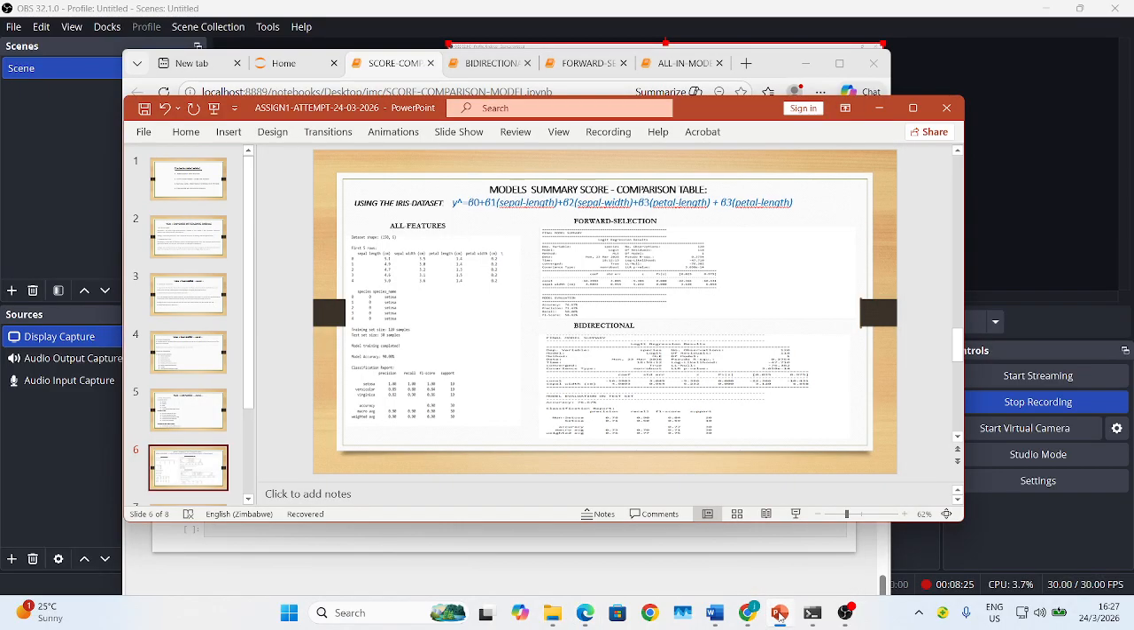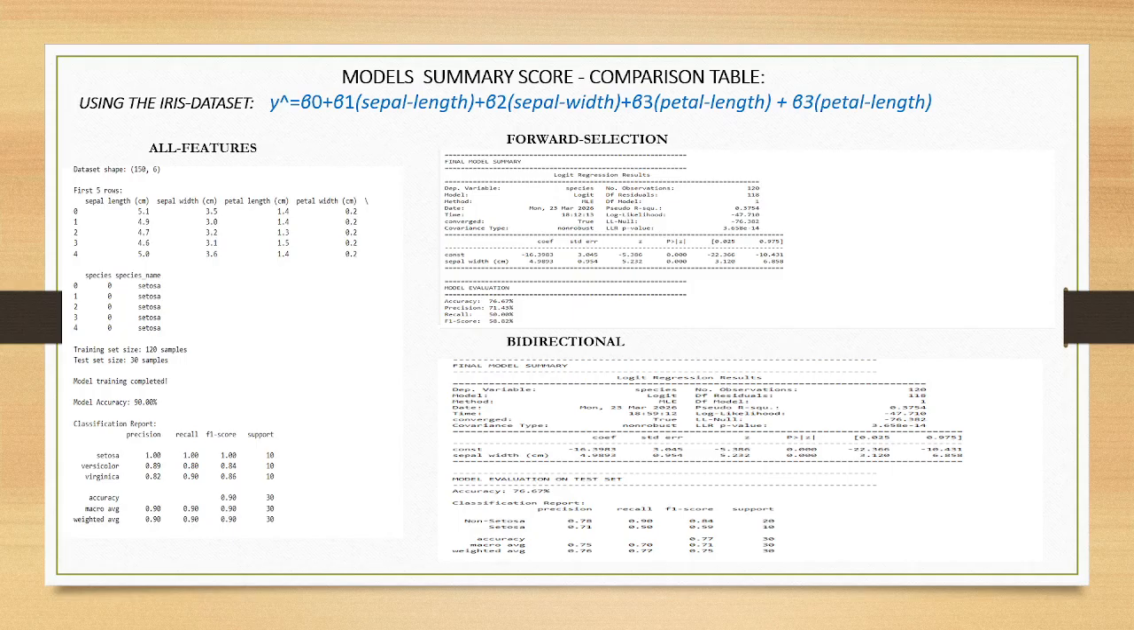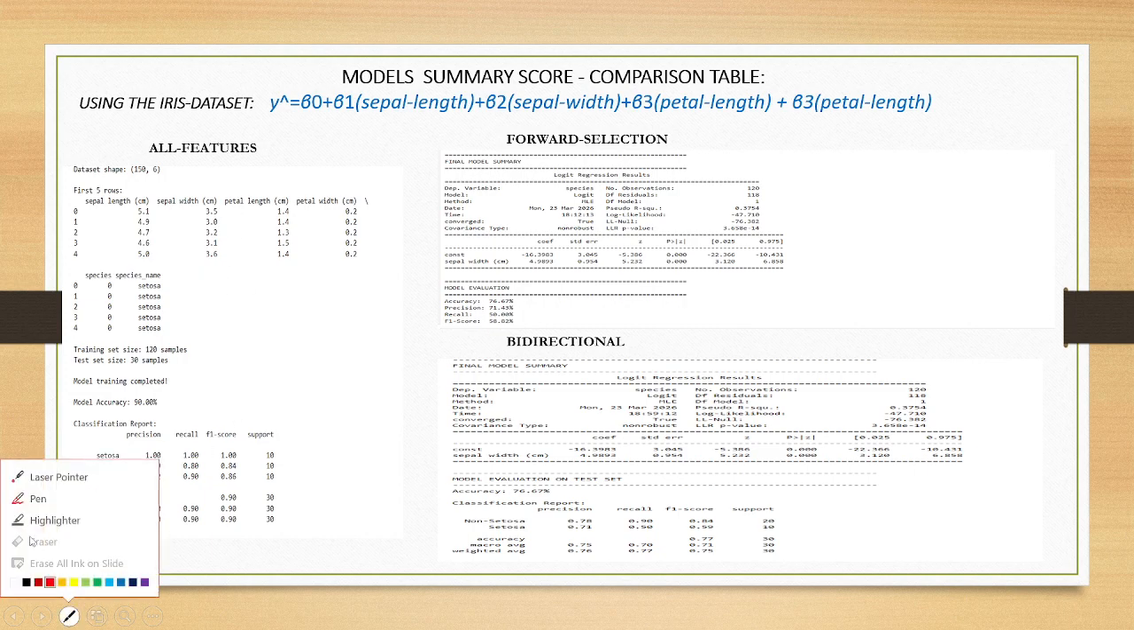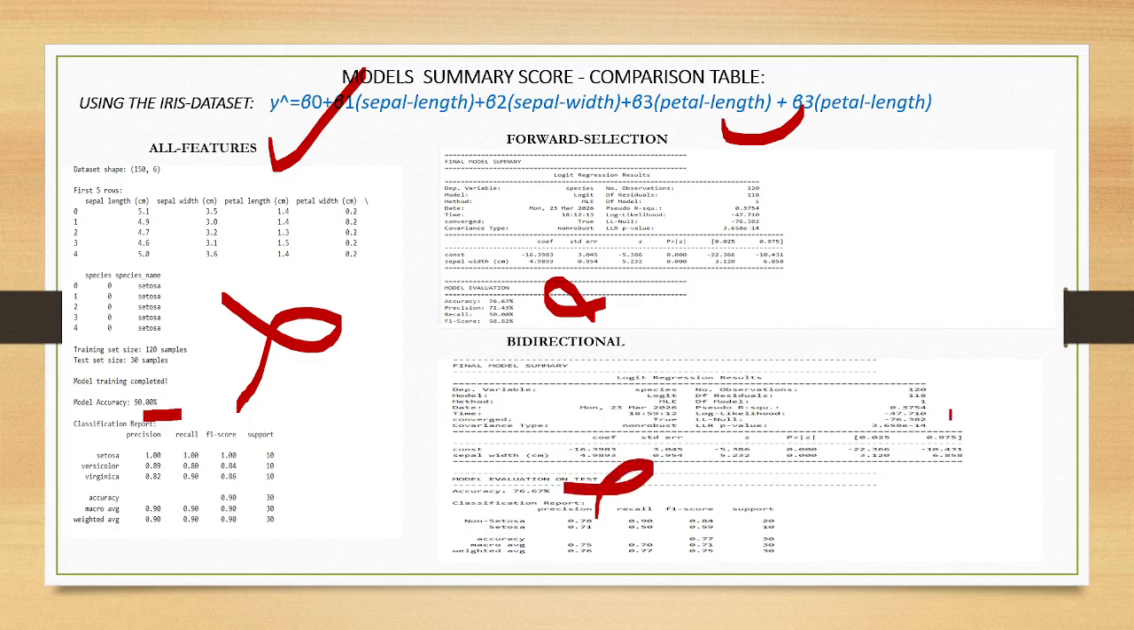So I'm going back. Allow me to go back to the last two slides of my PowerPoint, and allow me to zoom them in a magnified manner. So this is an aggregation of the all features. Let me take a highlighter. I just want to highlight something there. This is all features, this is 90%. Forward selection, this is 76%. This is also 76.67%. So these are the comparisons that we are now having.